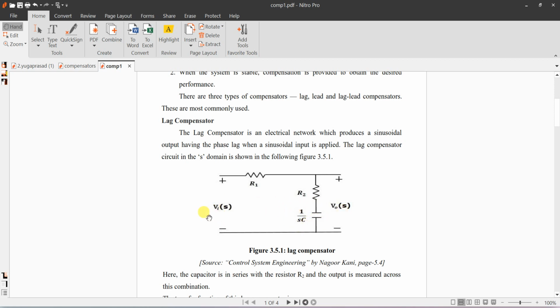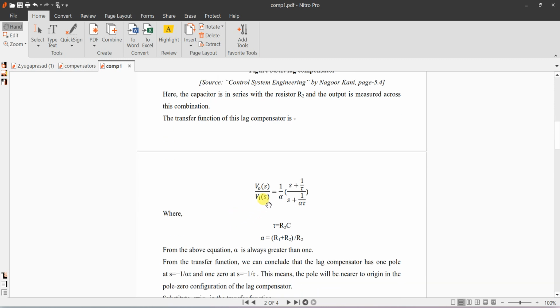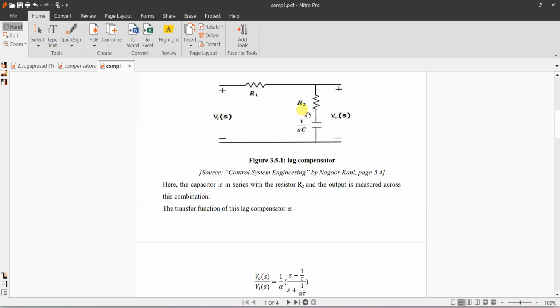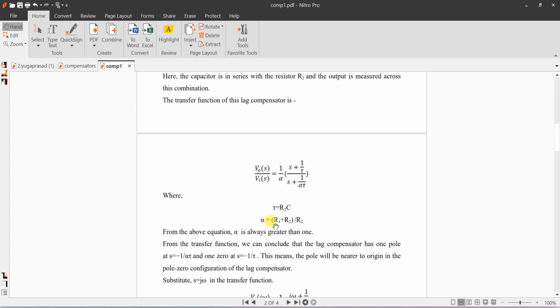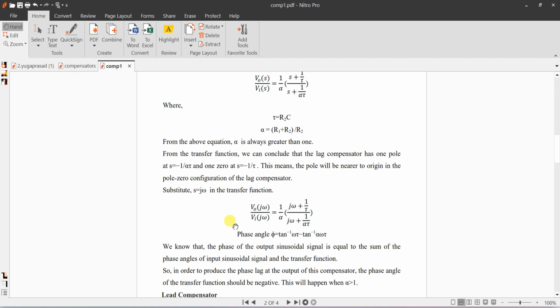Now if you derive the expression for the output transfer function, V naught of S by Vi of S, you get V naught of S by Vi of S equal to 1 by alpha into (S plus 1 by tau) divided by (S plus 1 by alpha tau), where tau is R2 into C, because C is connected in series with R2, and alpha is equal to (R1 plus R2) divided by R2. Substitute S equal to j omega and you get this.